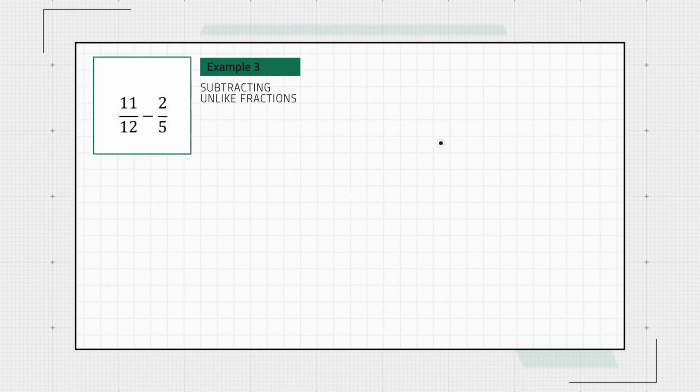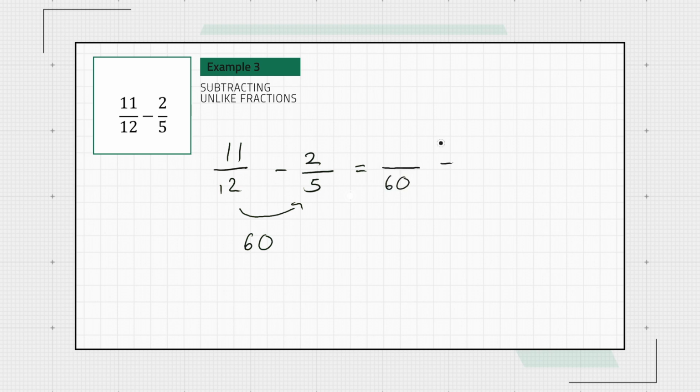Okay, here's the next one. We have 11 over 12 minus 2 over 5. Okay, this one's a little bit different because we don't have a clear, obvious denominator to use. So we're going to try and find the lowest common denominator, or the LCD, from this particular equation. And the LCD is usually found by multiplying the two denominators. Not always, but this is usually an easy way of doing it. So 12 times 5 is just going to be 60. So we know that this is actually going to be something out of 60 minus something out of 60.